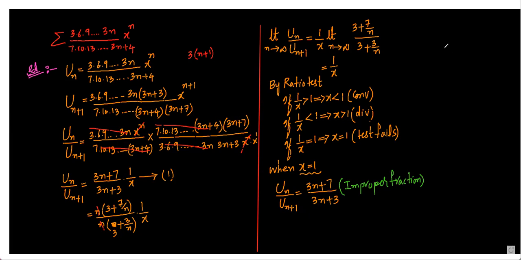Actually, what is a Rabi test? Now, if I explain the Rabi test statement, you can easily understand. It is very simple. You already have the un by un plus 1 value. Subtract 1, then multiply with n and take the limit as n tends to infinity. Suppose this value is greater than 1, then convergent. Suppose the same value is less than or equal to 1, then divergent. This is the case of convergent. This is the case of divergent.